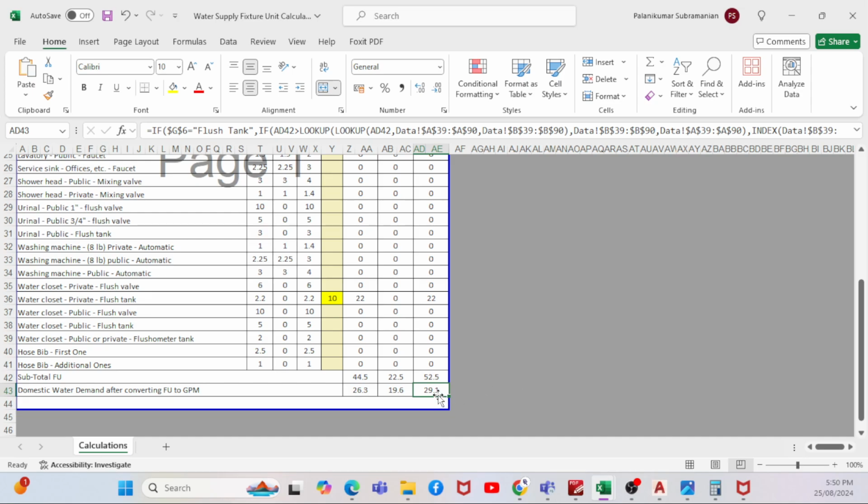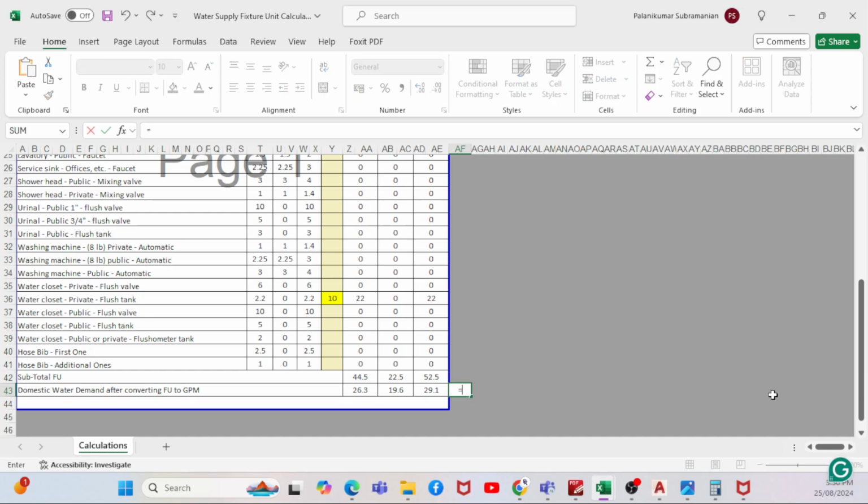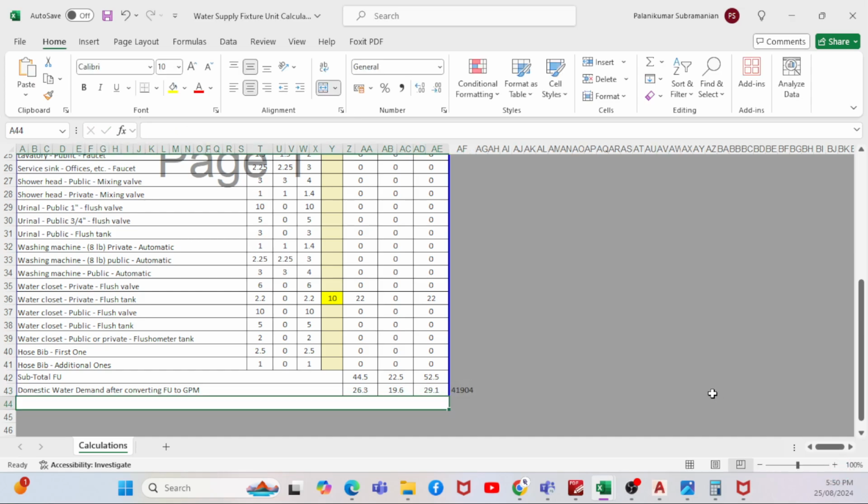Okay, so this is my flow rate. This GPM is gallons per minute, right? So if I calculate gallons per hour, how do I calculate it? Any idea? Multiply by 60, right? So this is gallons per hour. Then multiply by 24, and I will get total gallons per day. Clear? Okay, so this is the calculation based on the fixture method.